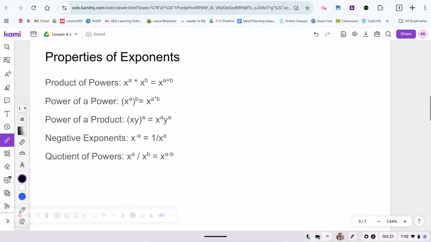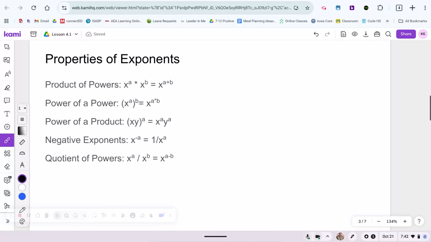So the first one is the product of powers, which says if I have two like base monomials and I'm multiplying them together to get a simplified answer, I would add their exponents. So let's say I was trying to take y to the third multiplied by y squared. It would become y to the fifth.